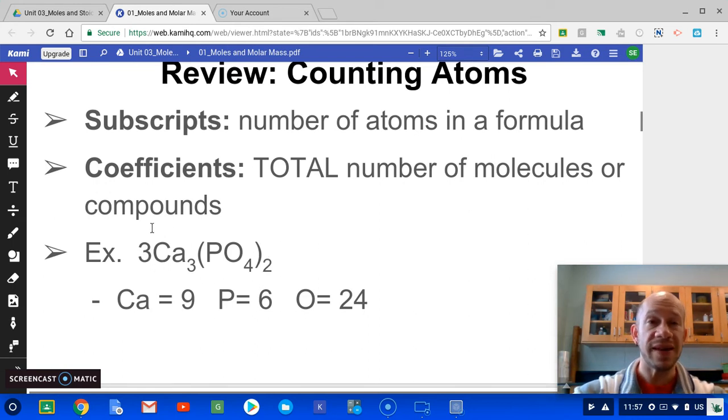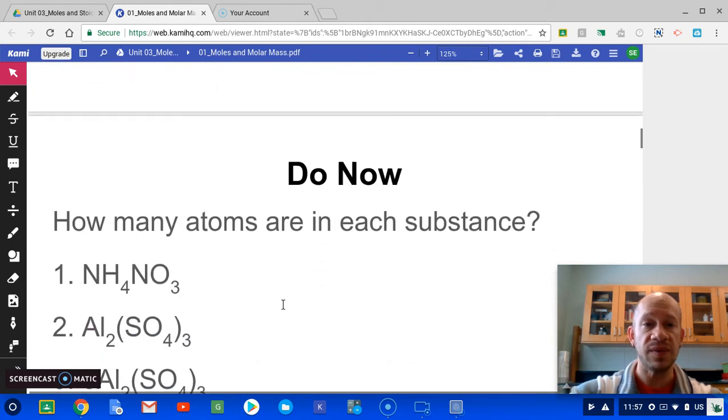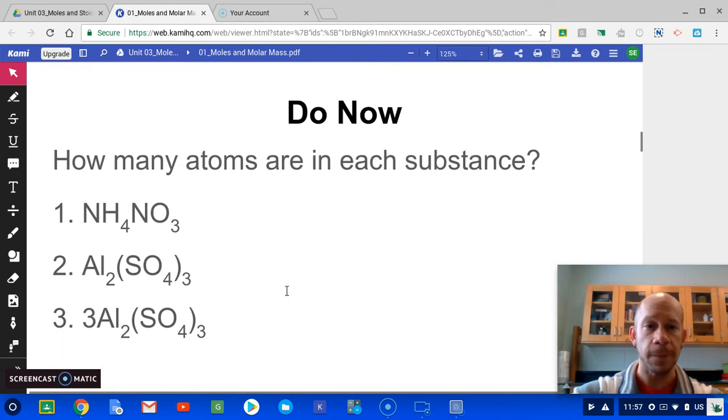So if I'm going to count up the total number of atoms of each element, calcium will have 3 times 3, so that'll be 9. Phosphorus will be 2. This 2 refers to everything inside the parentheses, so I would have 2 times 1, which is 2, times that 3, which makes 6. For oxygen, I'm going to have 4 times 2, which is 8, times that 3, which equals 24. So recall how to do that. How many atoms are in each substance? Check your work.